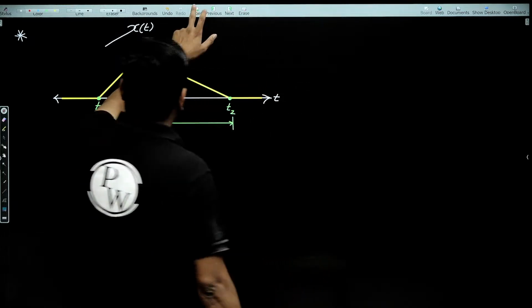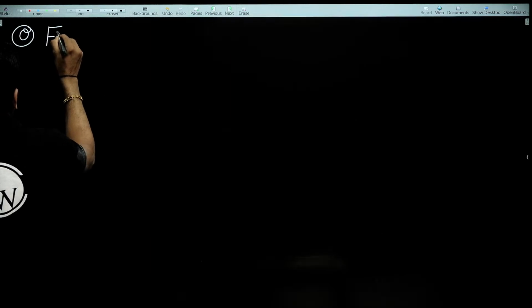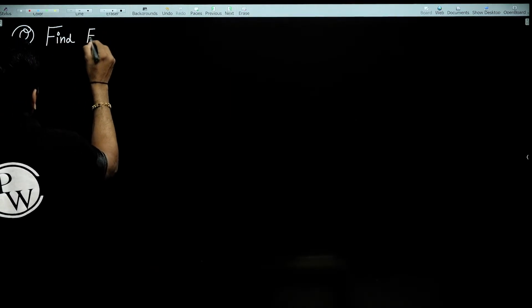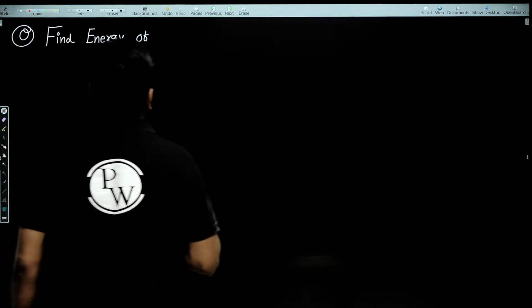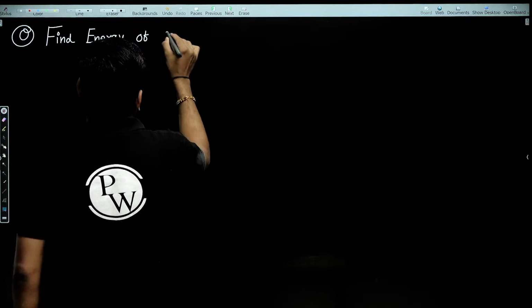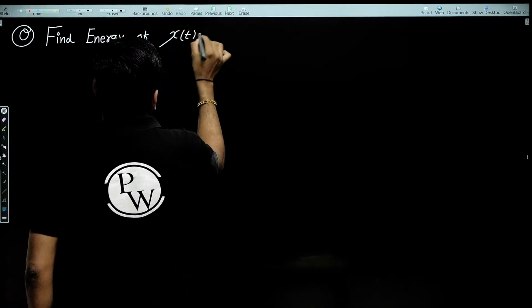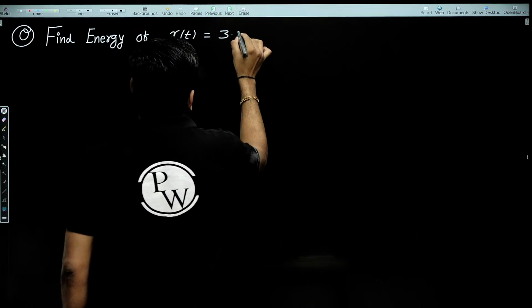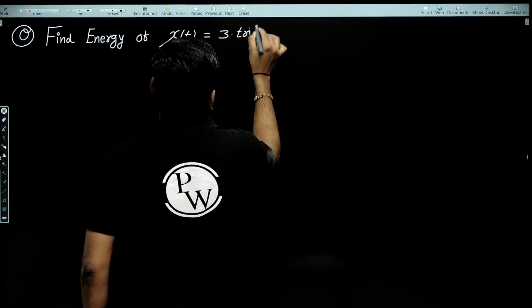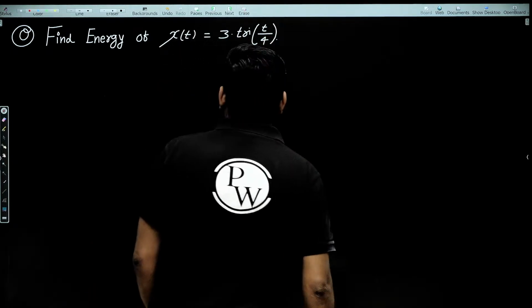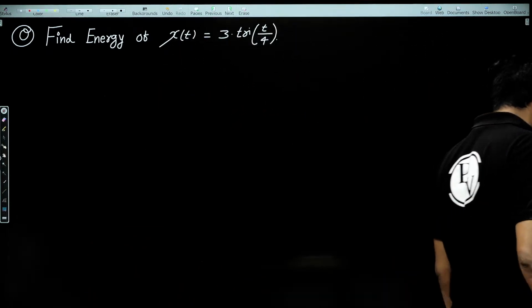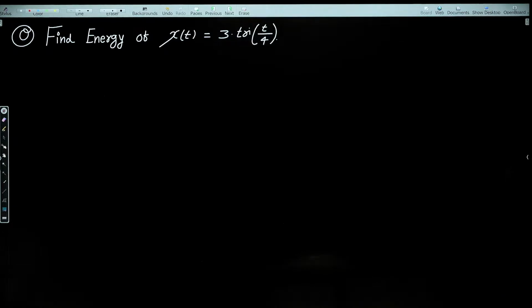Suppose I am asking, find the energy of x of t equal to 3 times the triangle function t by 4. Calculate the energy of this function. Tell me your correct answer in the comment box.